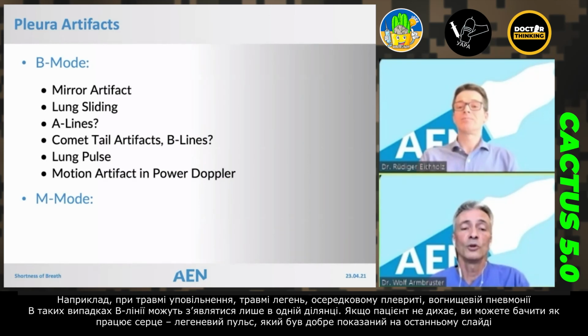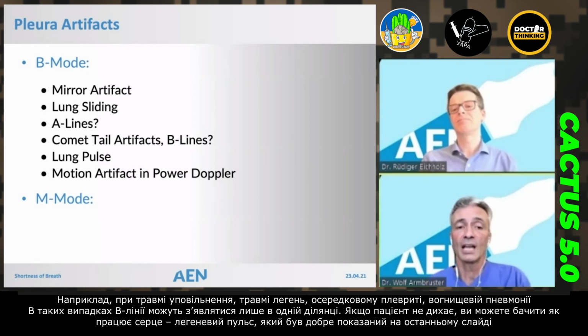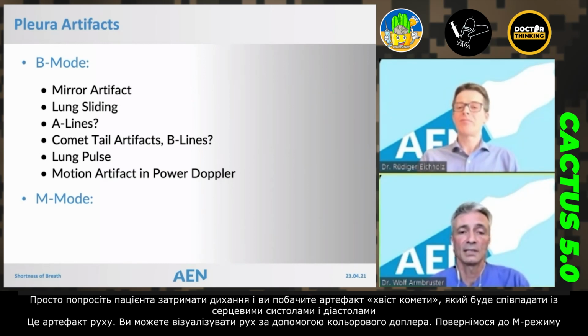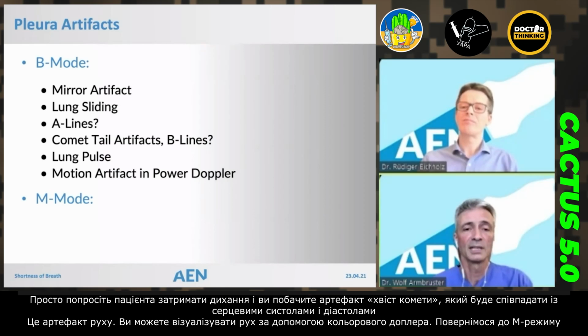If the patient does not ventilate, so he just stops but has heart function, you see the lung pulse that Rüdiger showed you in the last slide. Just say to the patient, hold your breath, and you see the little hyperechoic points or the comet tail artifacts moving with the systole and diastole of the heart. So that's the motion artifact, and you can also visualize motion in ultrasound in color Doppler. And we come to that issue again later on.